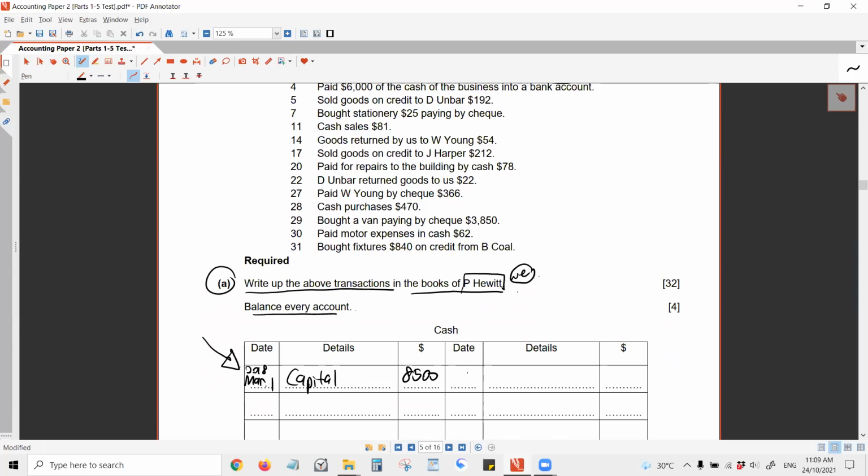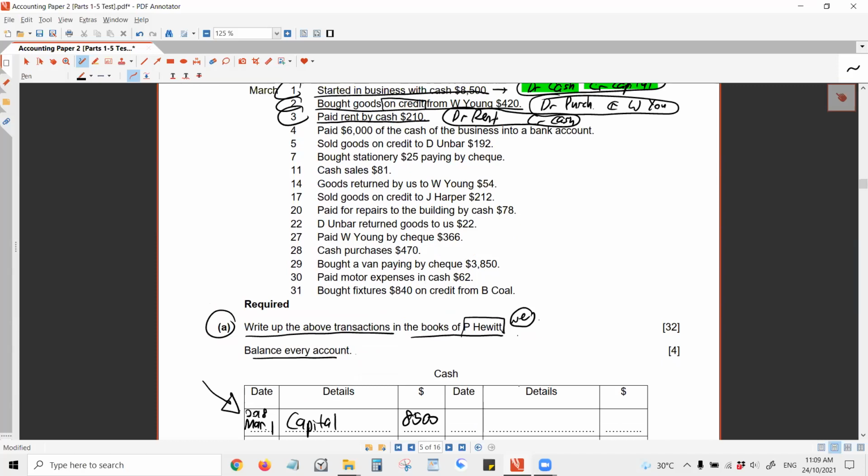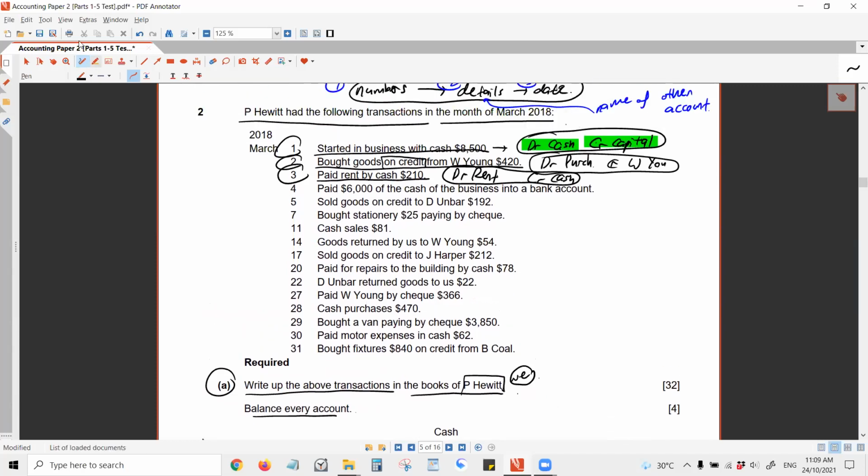Now I show you one more. I think the third one you do on your own. So, here carefully again. Debit purchases account means go to purchases account, debit side, write a number there. The 420.